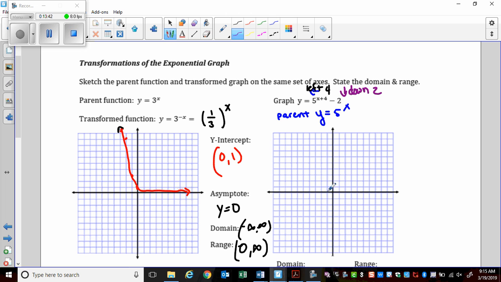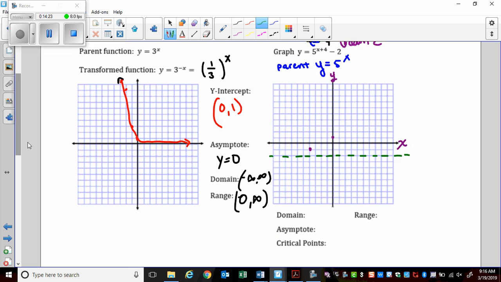So this is an exponential growth function, and we're going to shift it. It was going to hit the y-axis at (0, 1), but now we're going to move it to the left 4, and then we're going to move it down 2. This is a point now. And there was an asymptote right here at y equals 0, but now we're going to move it down 2. So this is our new asymptote, y equals negative 2. And I can write that in there.